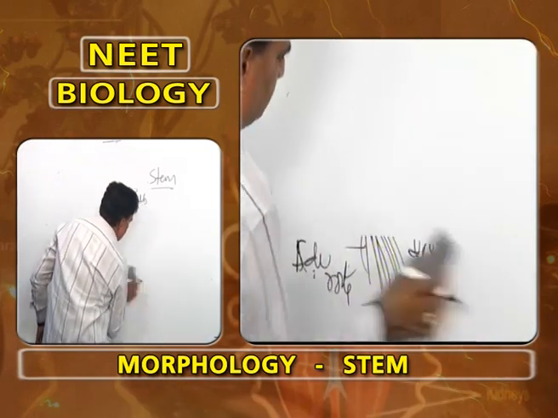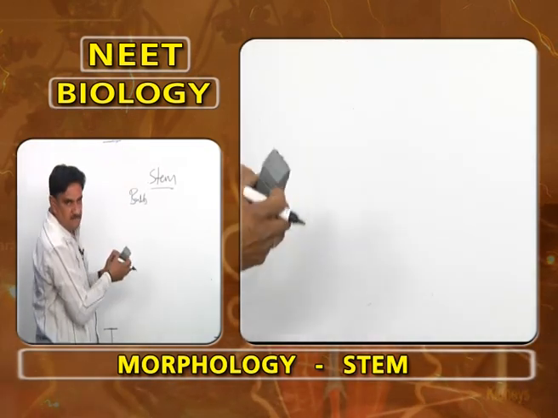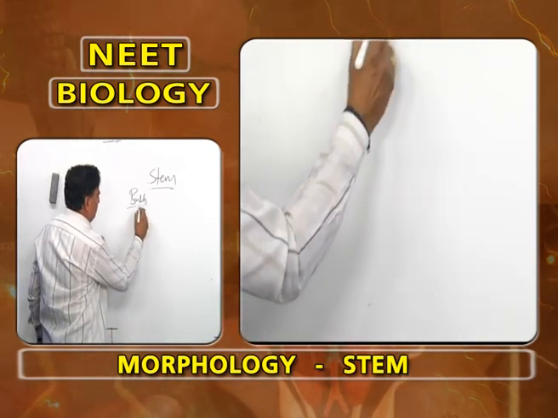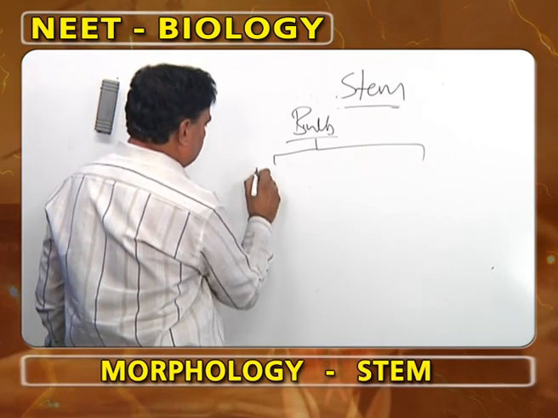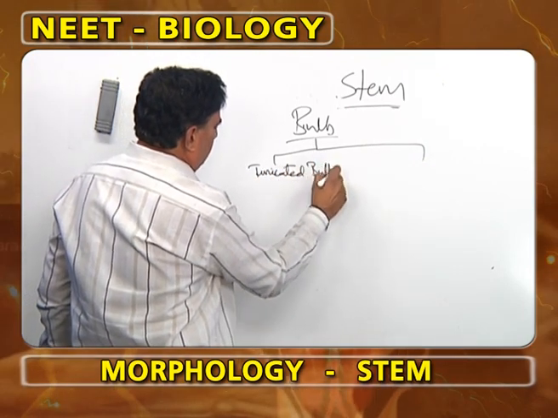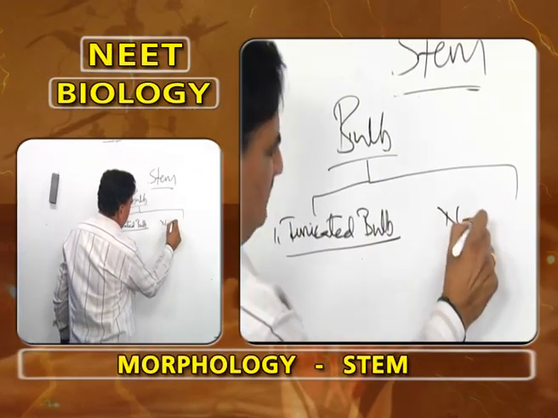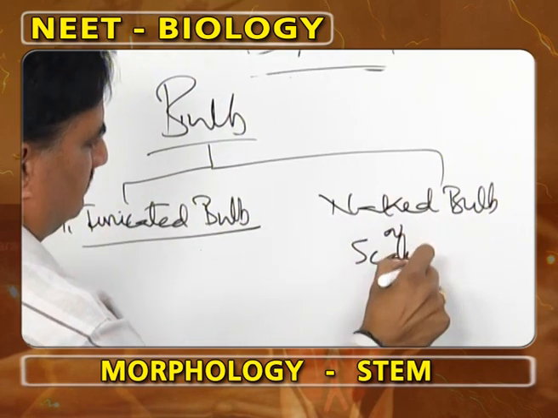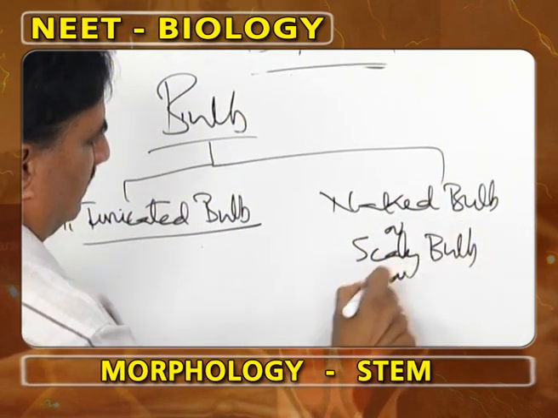So, here the stem is not storing food material. The food material is stored in either scale leaves or leaf bases. The bulbs are divided into two types: tunicated bulb, and naked bulb or scaly bulb or imbricate bulb.